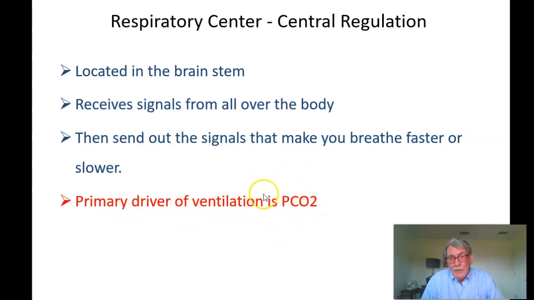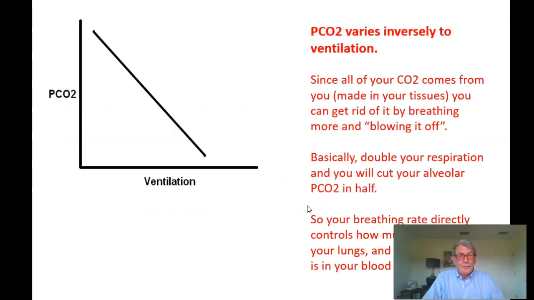CO2 is the main driver of ventilation because this is what we make. So if we're making too much CO2 and not getting rid of it, we breathe faster. That's what mostly drives our ventilation. As you breathe faster, you blow off the CO2, right? Then ventilation drops and CO2 starts building up, so you breathe faster and CO2 goes down again. It's an inverse relationship between how fast you're breathing and how much CO2 you're going to build up.